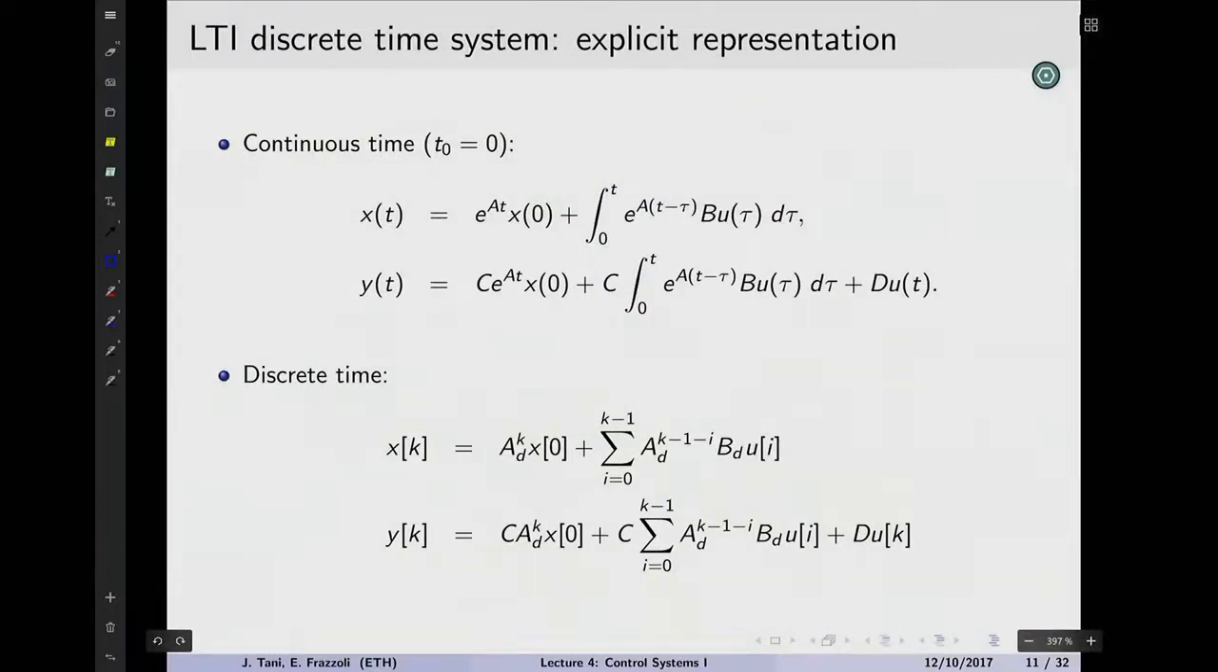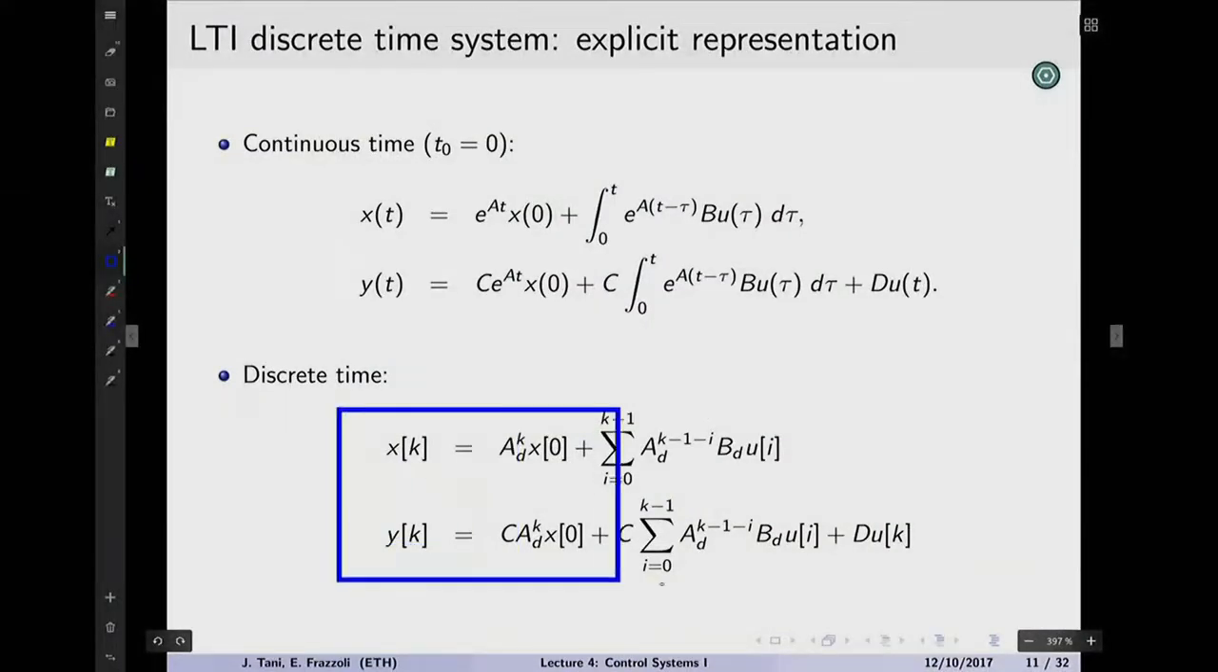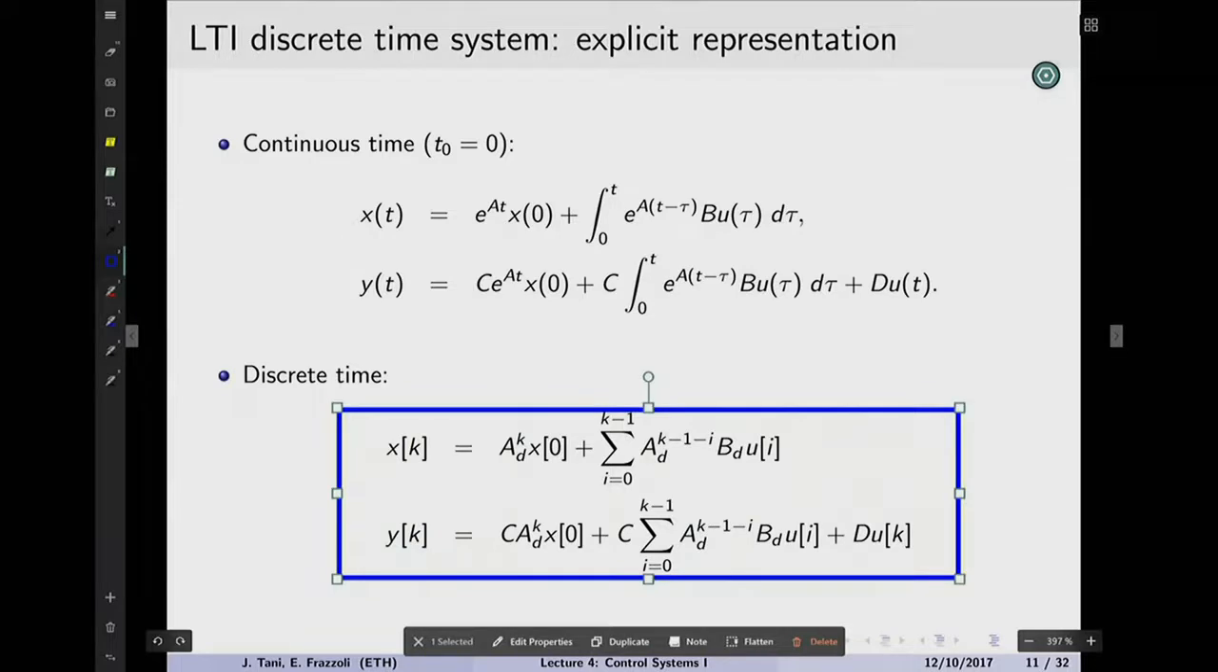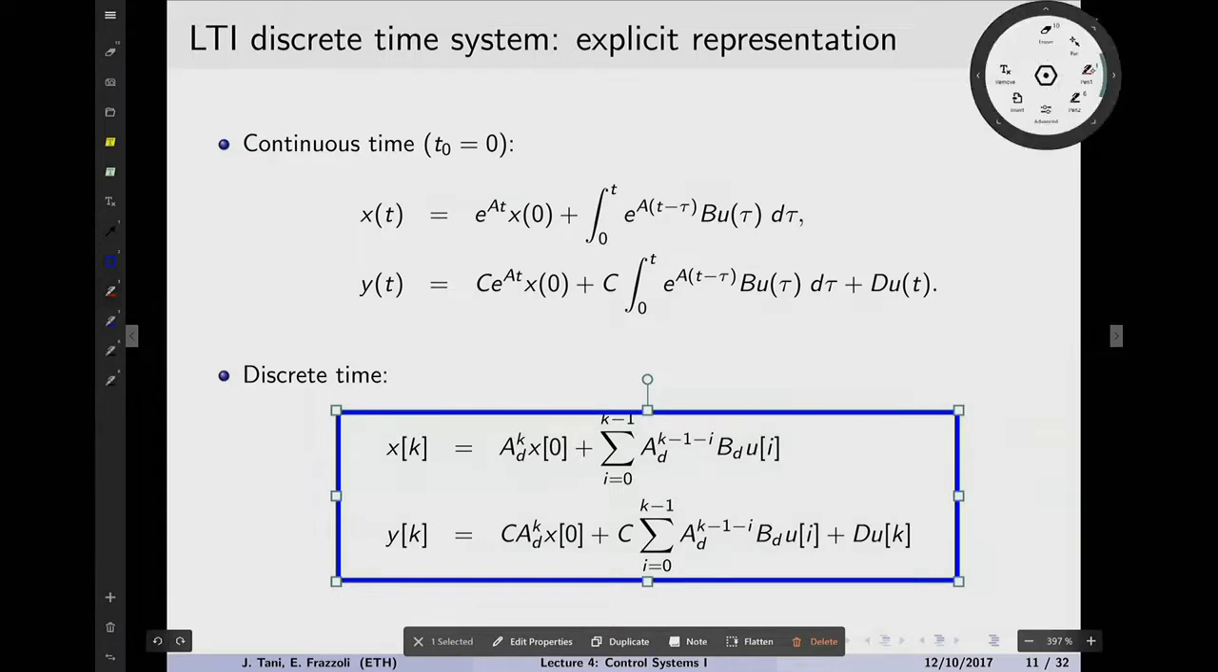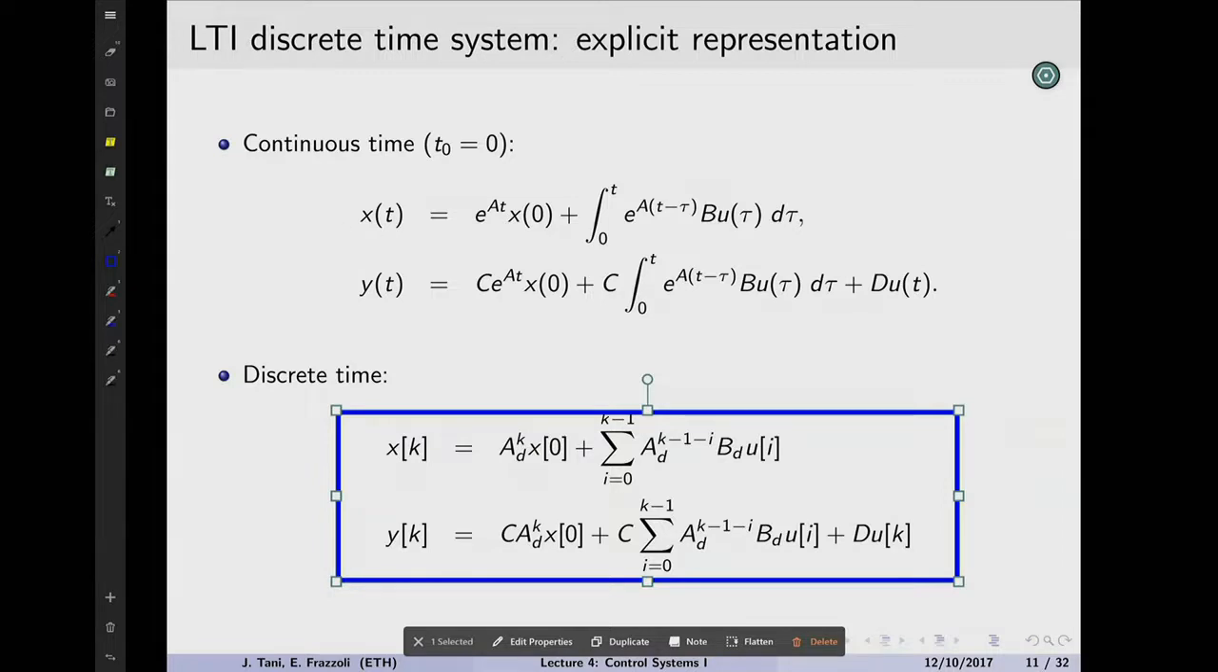So this is the discrete time representation of the evolution of a discrete time system. It's fundamentally the same as before. We always got a free evolution that depends only on the initial condition, and we've got a forced term that depends instead only on the input. And what is the biggest difference that really has profound implications on what the next step is?